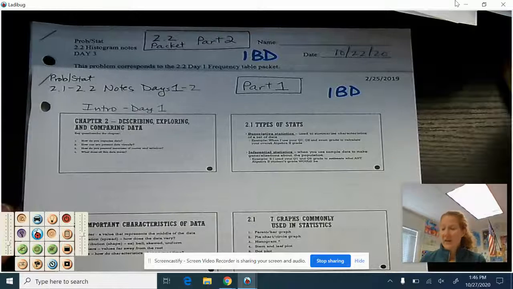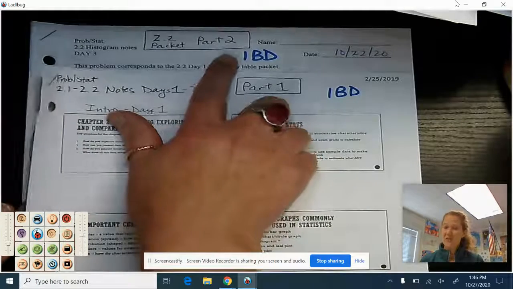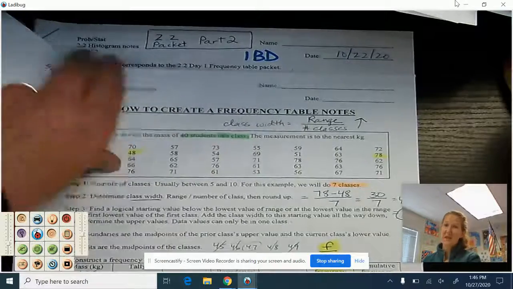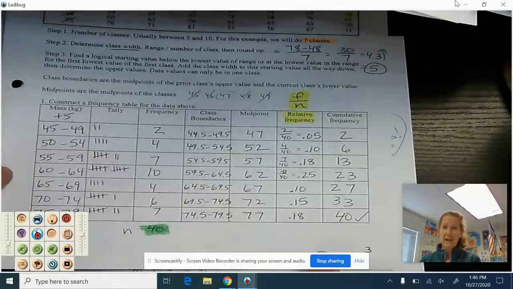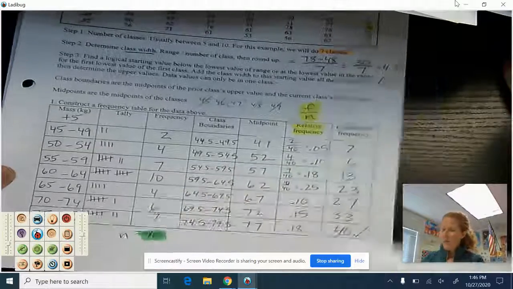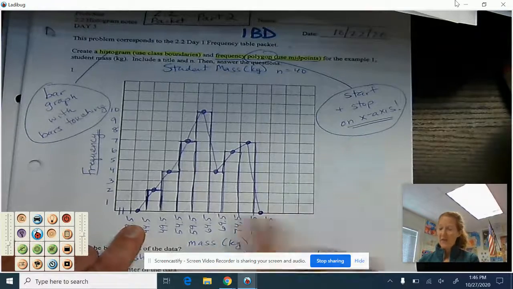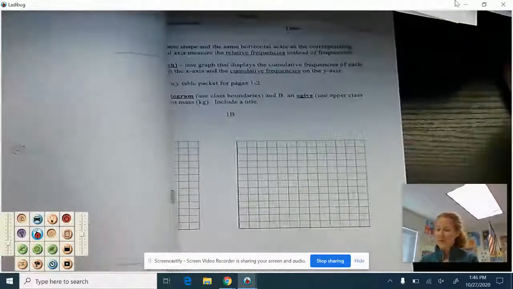All right, so we had completed part one. Part one had all of our charts in them, and then part two is all the graphs. So in the part one packet, turn to page 3. Remember, we had done a couple of diagrams with the data on student mass. We've already done the student mass as a frequency histogram, and we made a frequency polygon. Then we did an extra one.